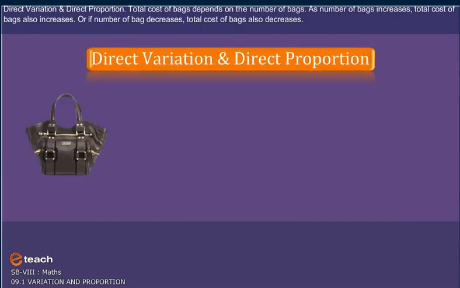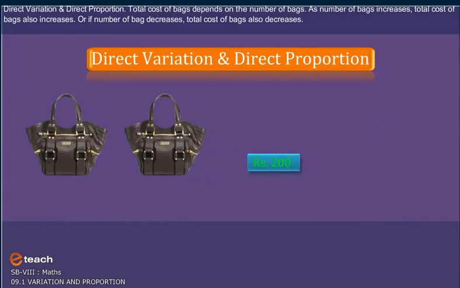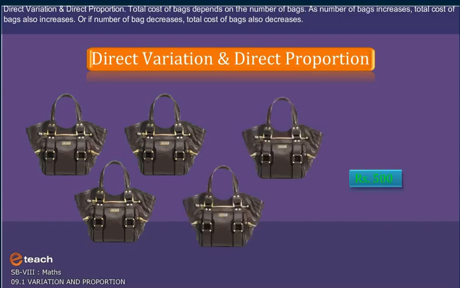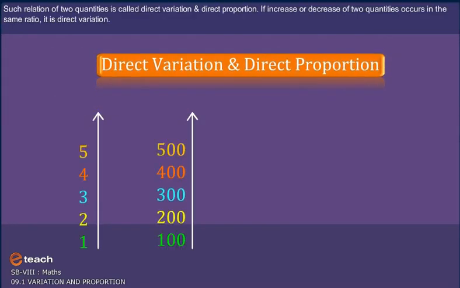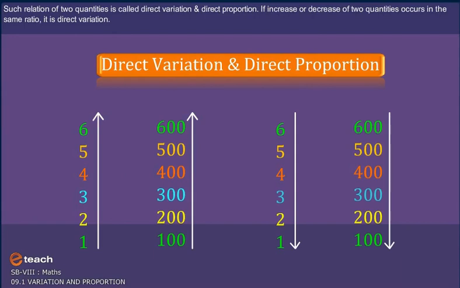Direct variation and direct proportion. Total cost of bags depends on the number of bags. As the number of bags increases, the total cost of bags also increases. Or if the number of bags decreases, the total cost of bags also decreases. Such a relation of two quantities is called direct variation and direct proportion. If increase or decrease of two quantities occurs in the same ratio, it is direct variation.